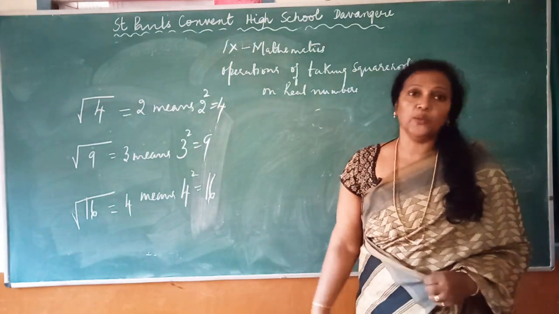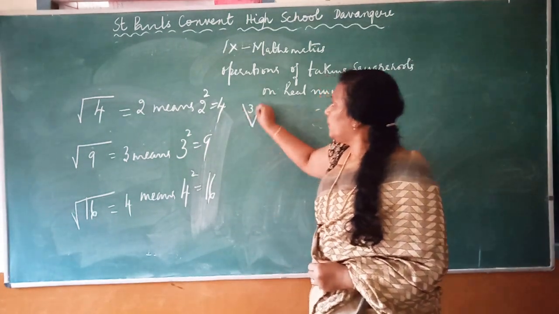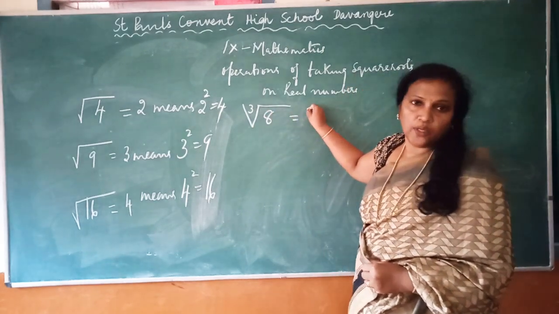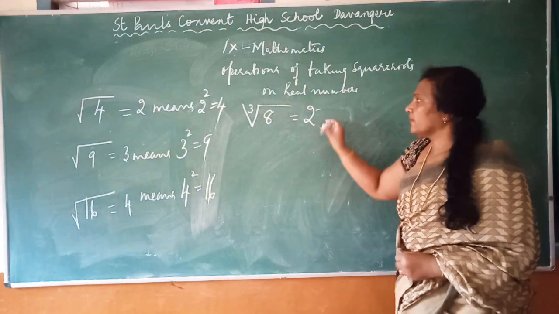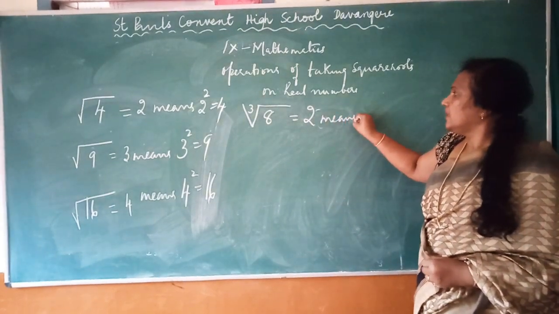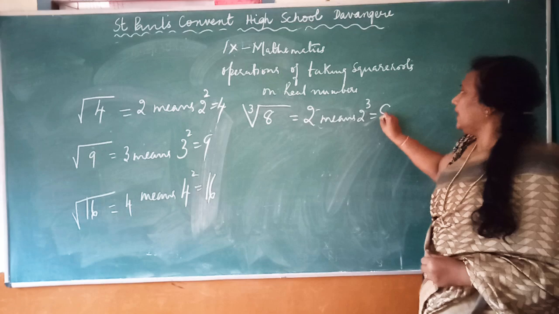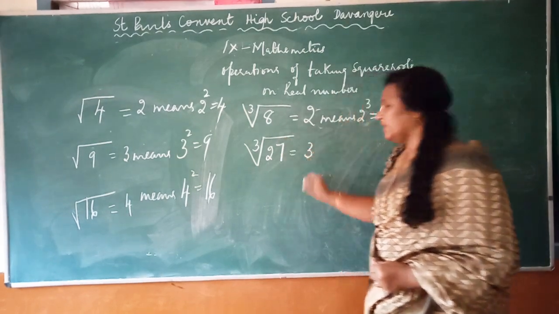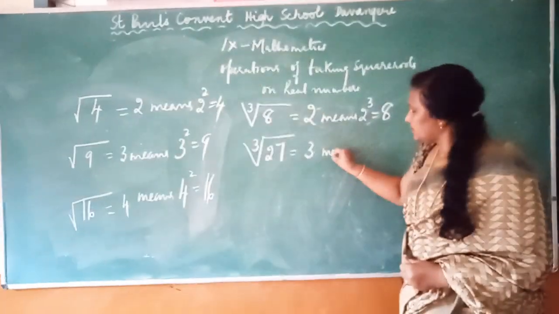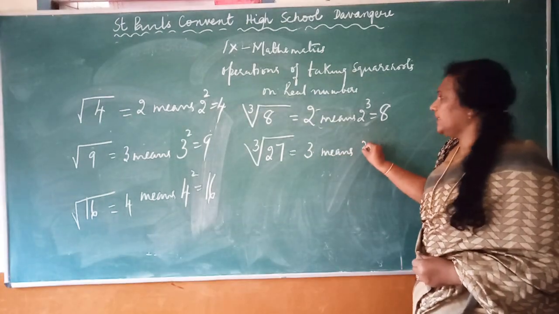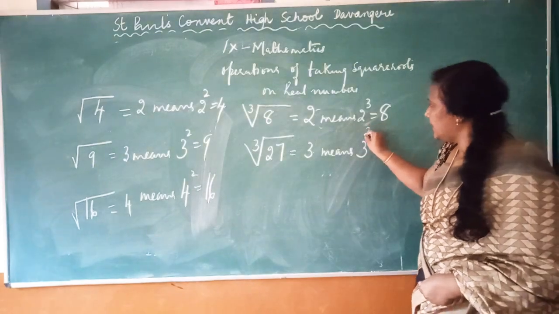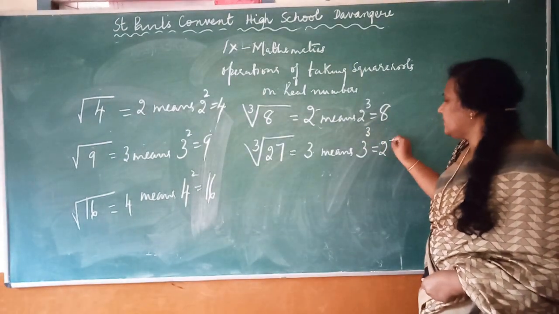Let me extend this by taking cube roots. So, cube root of 8 is equal to 2, which means 2 cubed is equal to 8. Cube root of 27 is equal to 3, which means 3 to the power of 3 is equal to how much? 27.